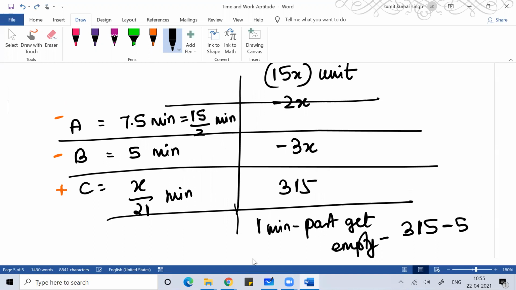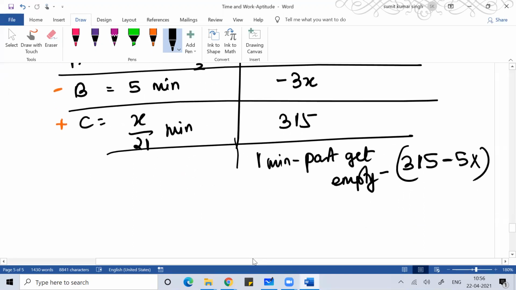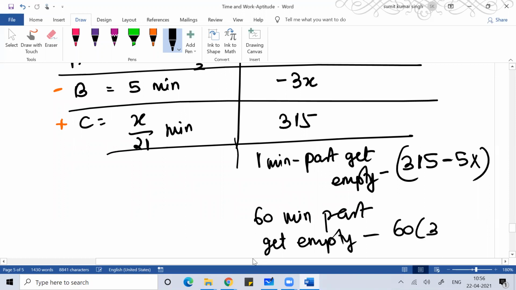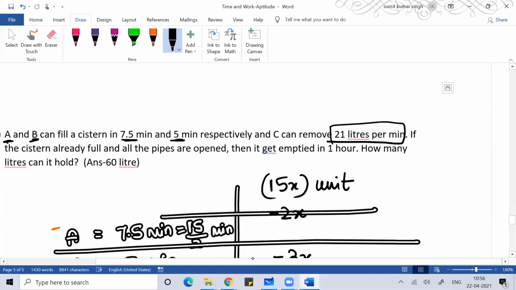So in 1 minute, how much part gets increased? That will be 315 minus 5x. And you know that in 60 minutes the system will get empty. So in 60 minutes the total system gets empty. How much part gets empty? That will be 60 into (315 minus 5x), and that is equal to the total work.